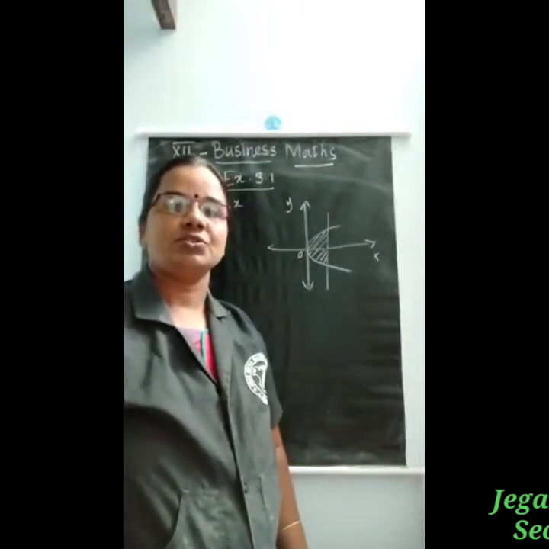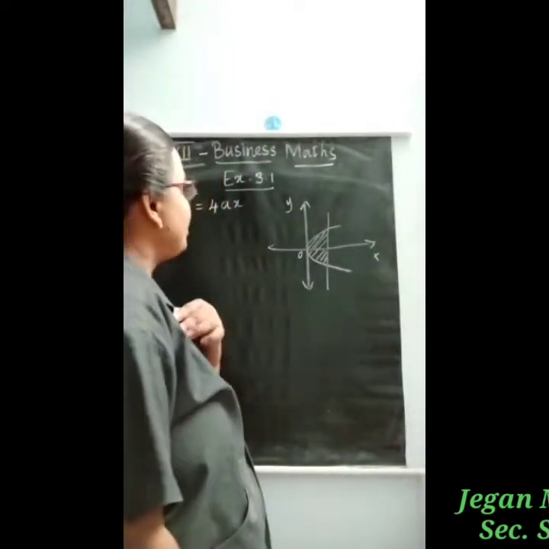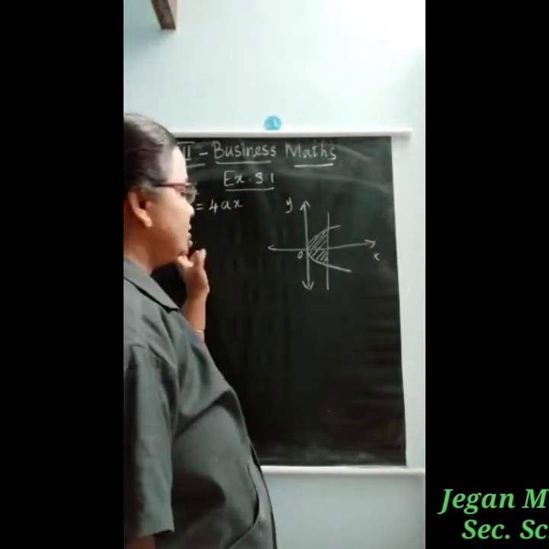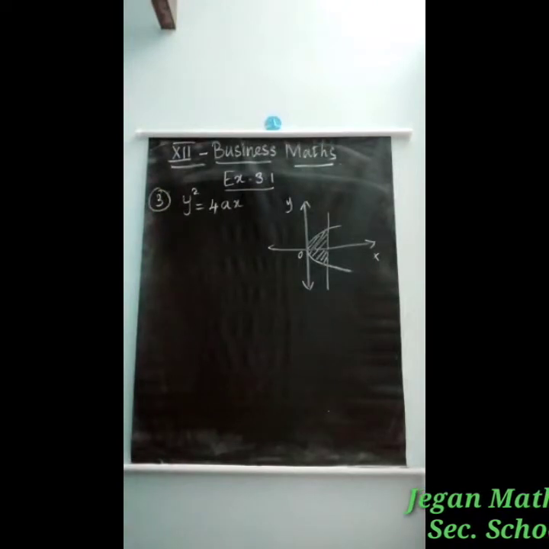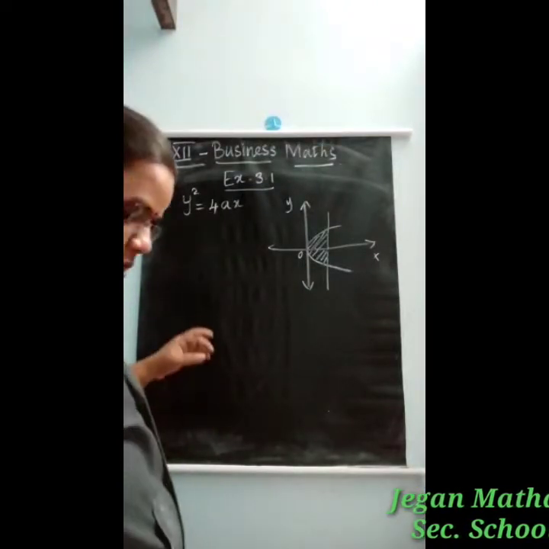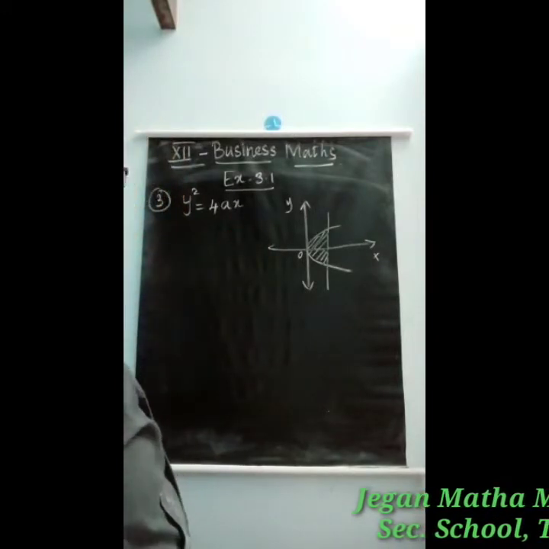Hello students, today we are going to see 12th standard business maths, third chapter, exercise 3.1, third question. Calculate the area bounded by the parabola y squared is equal to 4ax and its latus rectum.